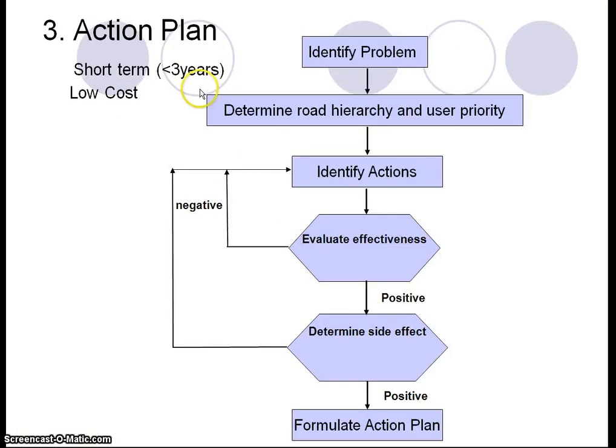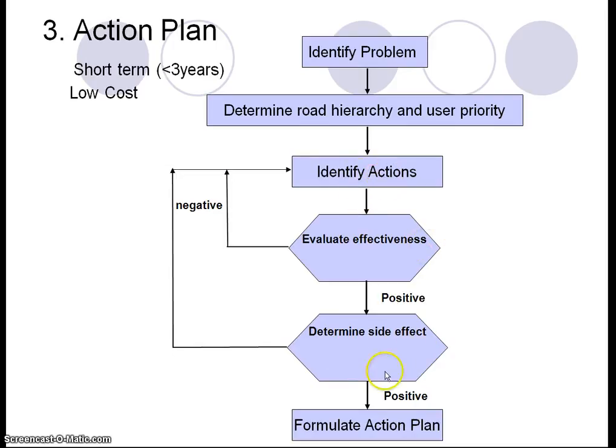And then the third one, we prepare an action plan. We can identify a problem, let's say a dangerous pedestrian crossing, and intersection unbalanced queue length. This is quite a simple problem which we can solve easily. And then determine the hierarchy, identify action, and evaluate effectiveness. So if effective, we can go down. If not effective, we can go back to identify the action plan again.